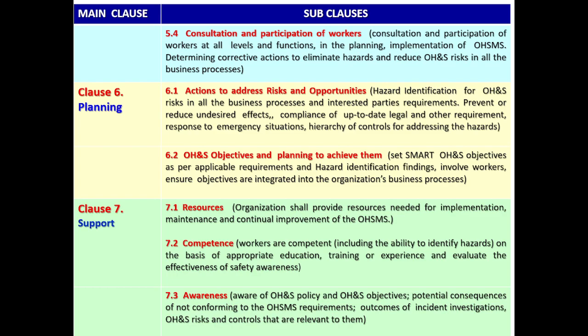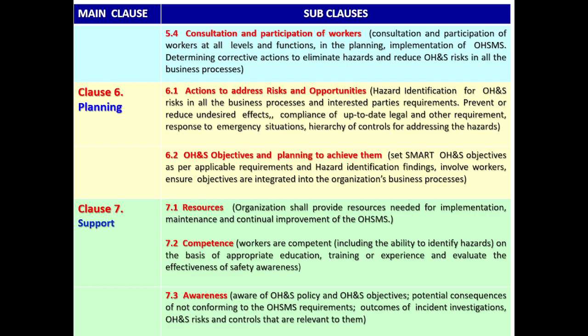Subclause 7.2 is about assessing and improving the competence of the working crew. Ensure all employees are competent with appropriate education and necessary training to identify hazards in their work processes. Evaluate the effectiveness of safety awareness. Retrain them if needed. Maintain relevant records.